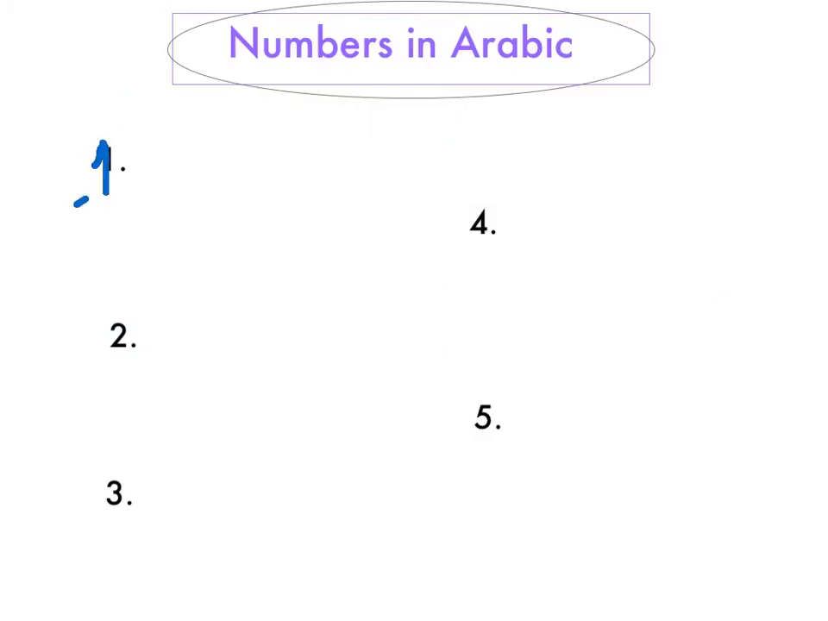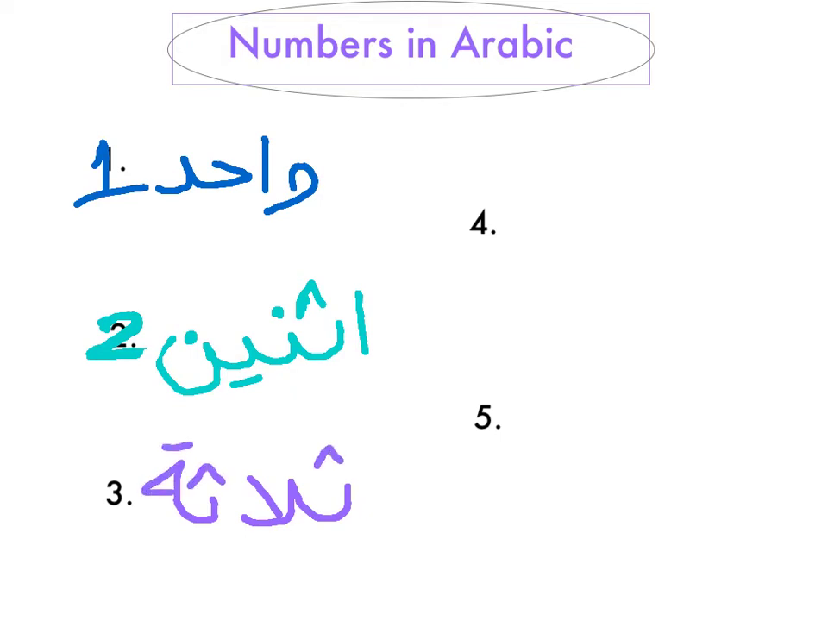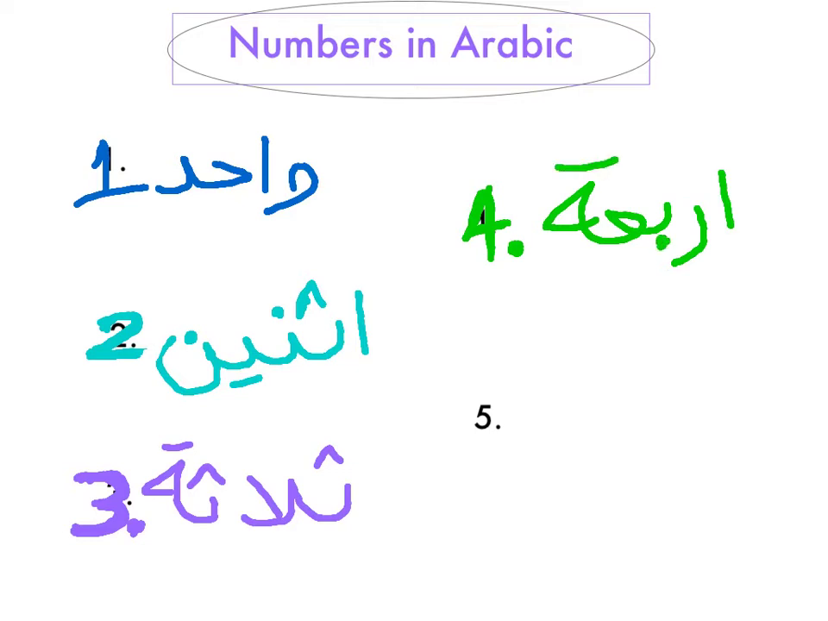Number 1 in Arabic is واحد. Number 2 is اثنين. Number 3 is ثلاثة. Number 4 is أربعة. Number 5 is خمسة.